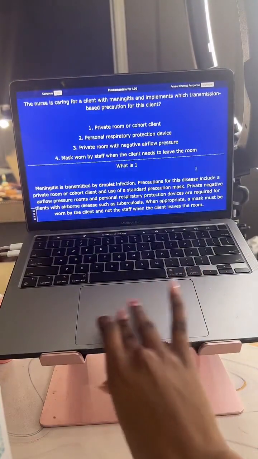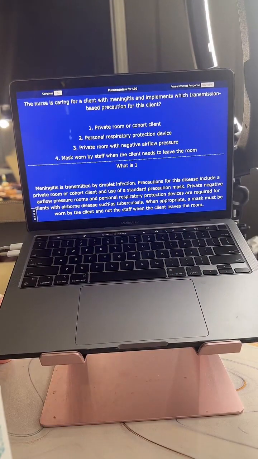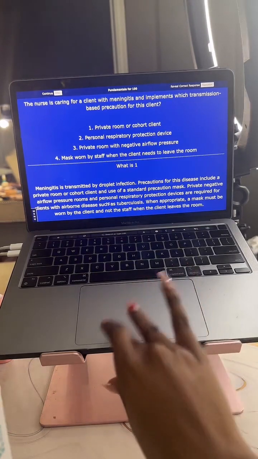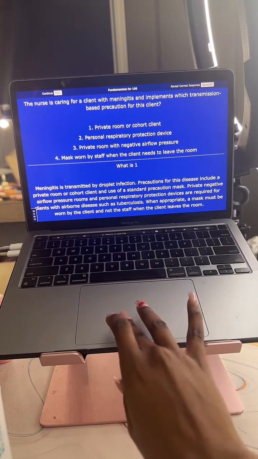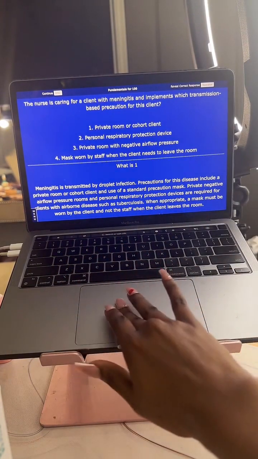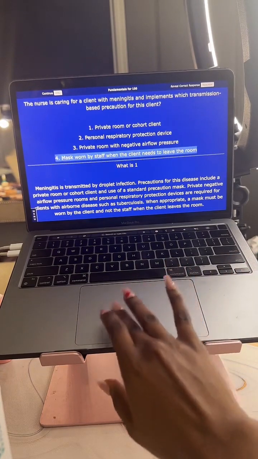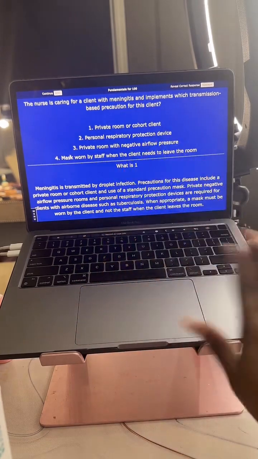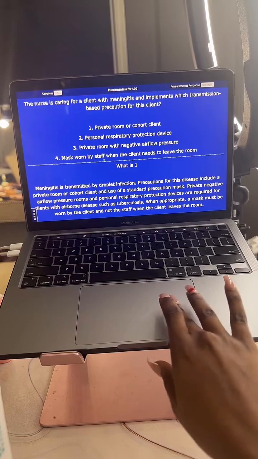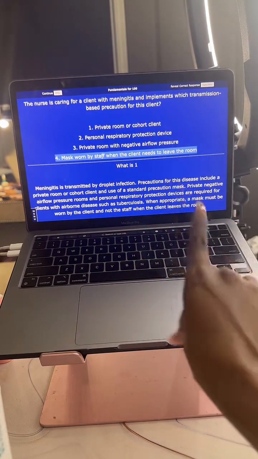Okay. Now for the airborne diseases, you want to think about MTV. Okay. MTV is on air. All right. MTV, that T in MTV stands for tuberculosis. So that's why that's there. And then the last one says, when appropriate, a mask must be worn by the client and not the staff when the client leaves the room. All right, so that's what number 4 gets you. All right, mask would otherwise be worn by the client every time they needed to leave the room, but this says mask worn by staff. So this was a great case of make sure you are not reading too fast.